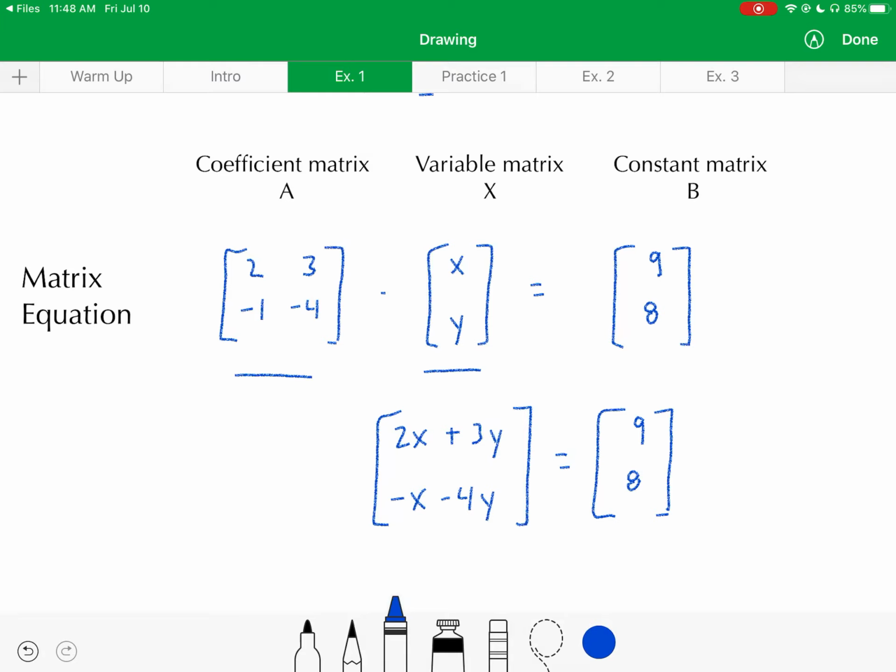Okay, so take a moment, go to practice one, and I want to just make sure that you can develop the matrix equation yourself, okay, before we move forward. Okay, pause the video, try that on your own.